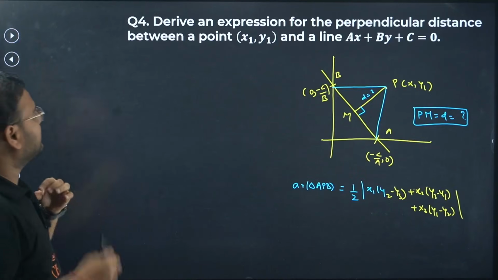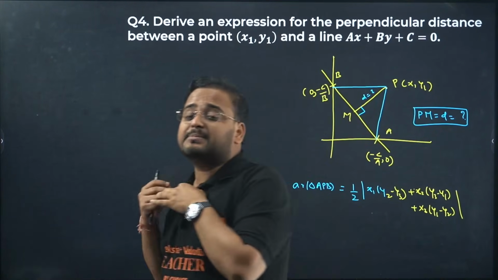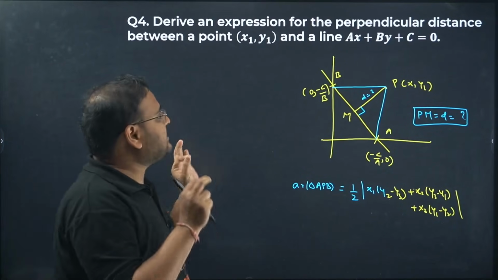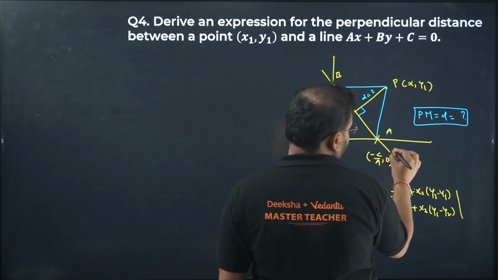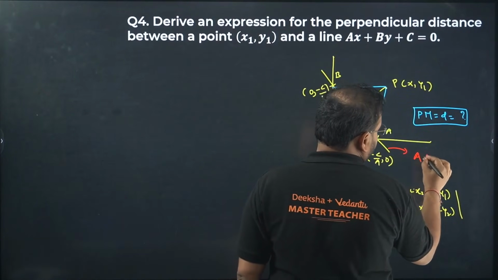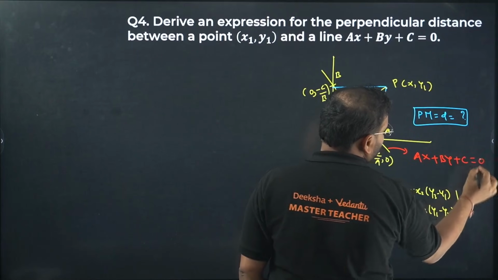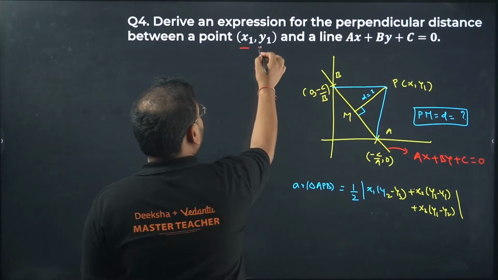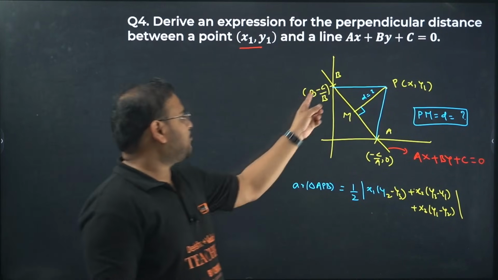Let's continue. Next, derive an expression for the perpendicular distance between the point x1 y1 and the line ax plus by plus c. Okay, I have taken this as the line ax plus by plus c equal to 0. This is my line. Point is also given. I've taken that as my point P x1 y1.